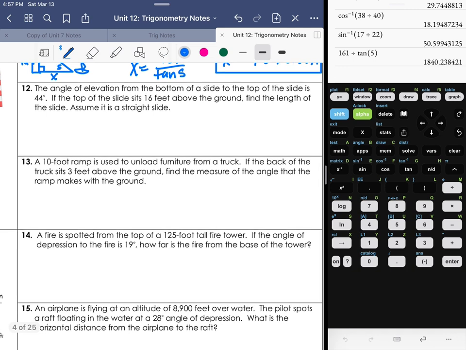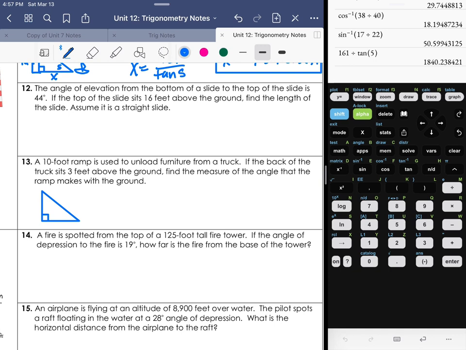Number 10, however, gives us 2 of the sides. So I'm going to make a triangle because I know I'm going to need one. And we know that this is the right angle. They're all going to have a right angle. So a 10-foot ramp is used to unload furniture from a truck. If the back of the truck sits 3 feet above the ground, find the measure of the angle that the ramp makes with the ground.